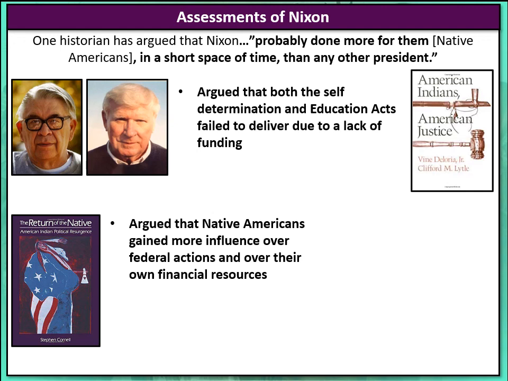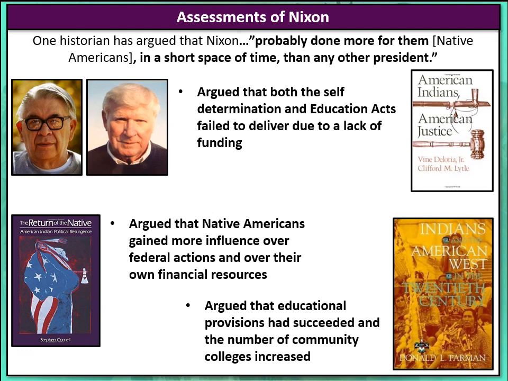Stephen Correll, in his book The Return of the Native American Indian Political Resurgence, argued that actually Native Americans gained more influence over federal actions and over their own financial resources at this time. And so he saw the 1970s as a very much more positive time than Vine Deloria and Clifford Lyell. This is also backed up by Donald Parman in his book Indians in the American West in the 20th Century. He argued that educational provisions had succeeded, and the evidence for this was the number of community colleges that had increased to provide education for Native Americans.